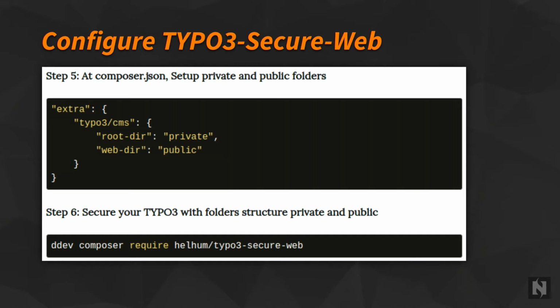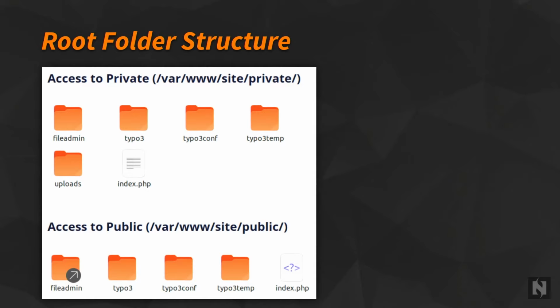One is that you need to set up, define the root directory with private and the web directory with public in the extra option of the composer.json. And the second one, you just need to write this command, composer require helhum/typo3-secure-web, right? So it will create the folder structure like this. You can see in the private folder, there are fileadmin, typo3, typo3conf, and everything, right?